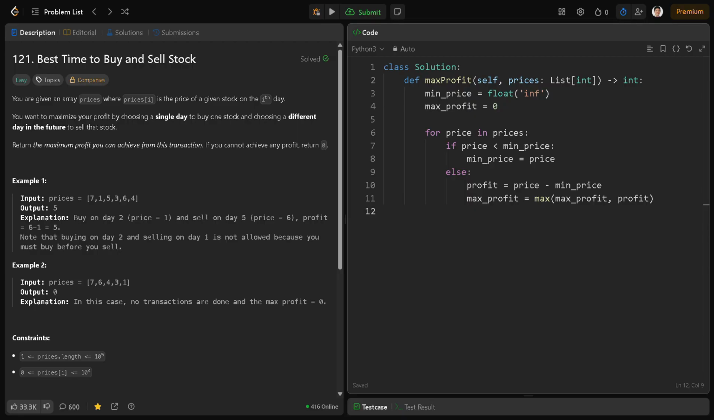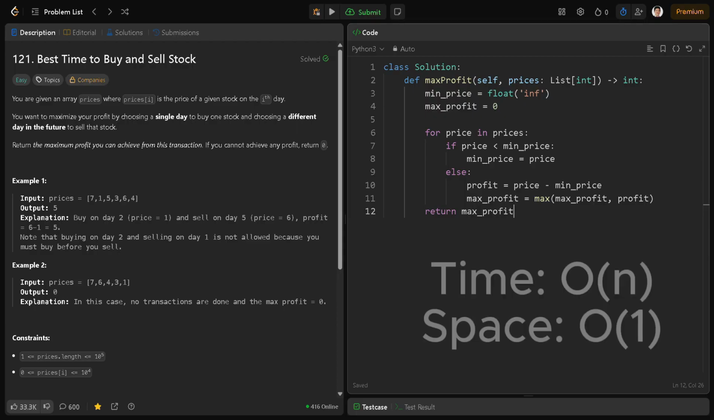After the loop finishes, we return the best profit we found. So return max profit. If we never found any profit, we'll just return 0. This is the full code. The time complexity is O(n) as we loop through the list once, and the space complexity is O(1) as we only use 2 variables.